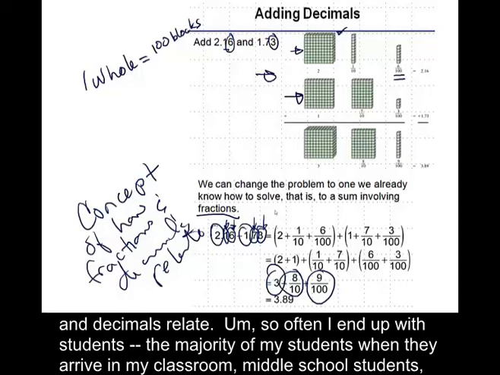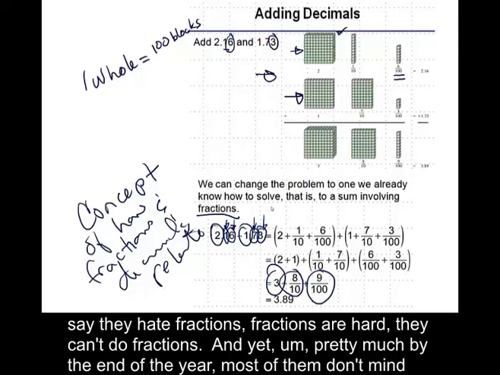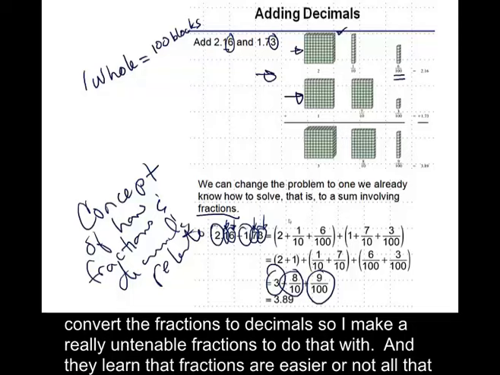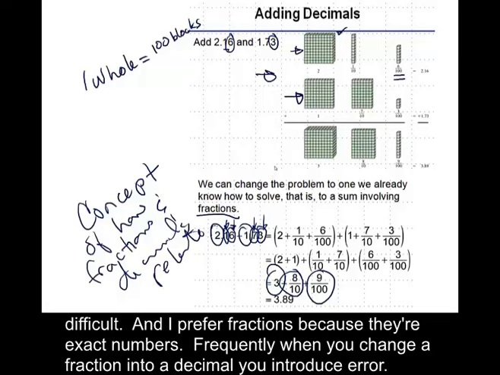So often I end up with students, the majority of my students when they arrive in my classroom, middle school students, say they hate fractions. Fractions are hard. They can't do fractions. And yet, pretty much by the end of the year, most of them don't mind fractions because that's probably what I live in most of the year. And I don't do much with decimals. Students want to always convert the fractions to decimals, so I make them really untenable fractions to do that with, and so they learn that fractions are easier or not all that difficult, and I prefer fractions because they're exact numbers. Frequently when you change a fraction into a decimal, you introduce error.